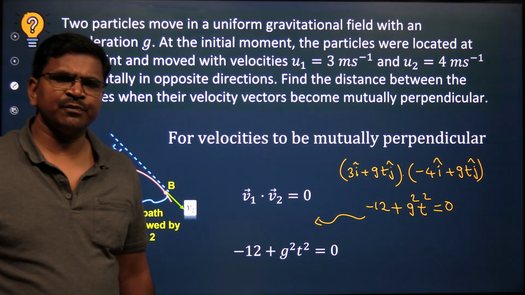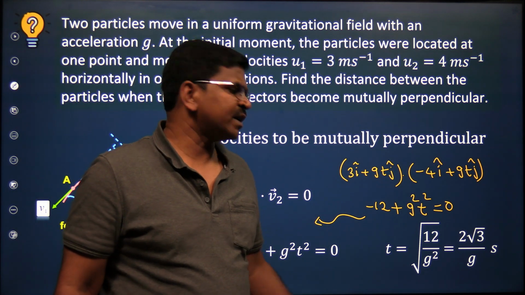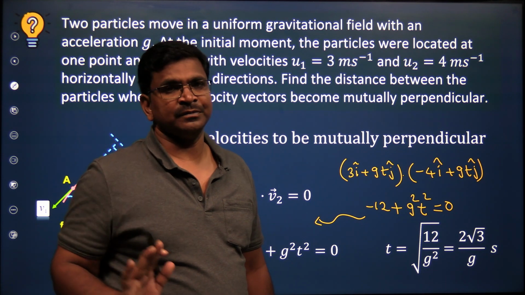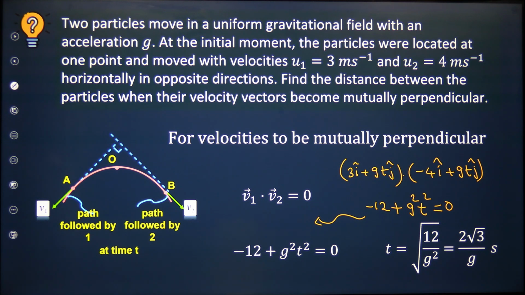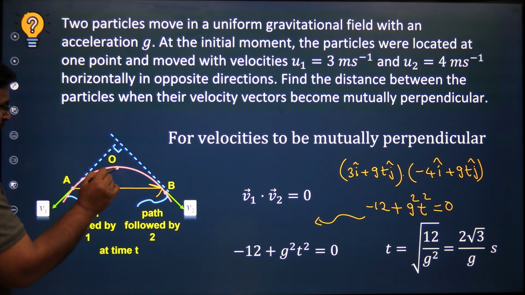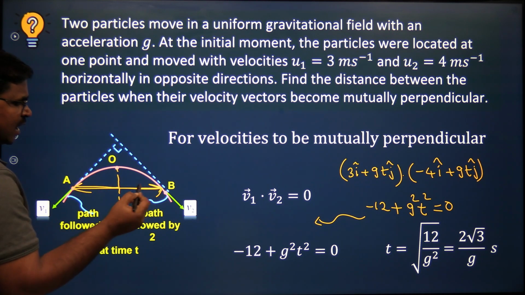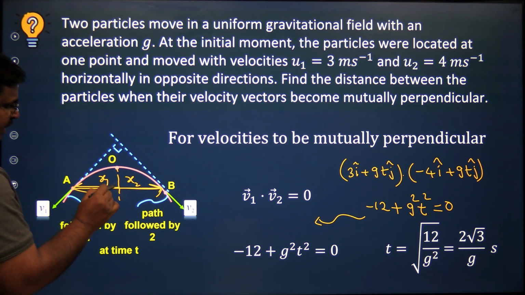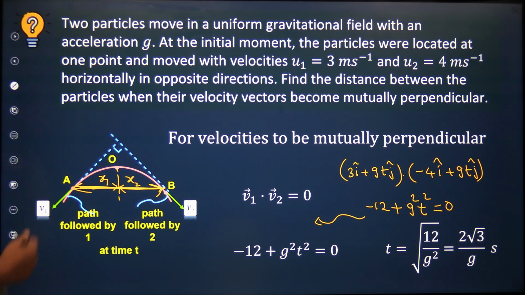After this, just by solving, I get t equal to square root of 12 by g squared, or finally 2 root 3 by g. So I got the time t now. And my final discussion here is, what is the distance between them? The distance between them from the initial point is the horizontal displacement traveled by each, let us say x1 and x2. By finding x1 and x2 and adding them, I am going to get my answer.